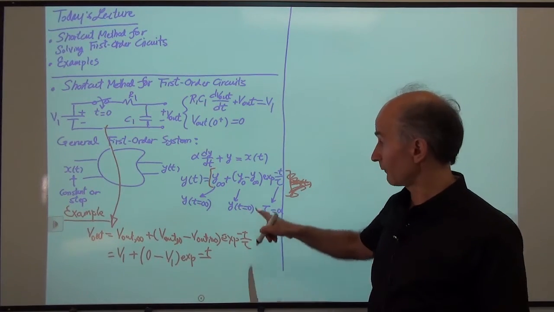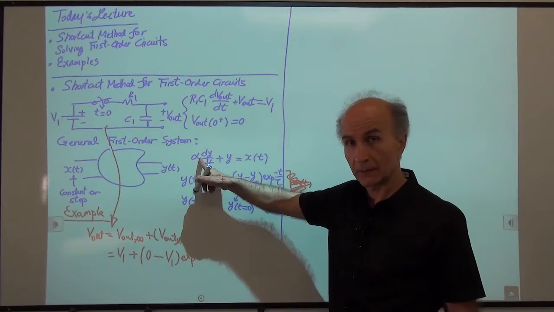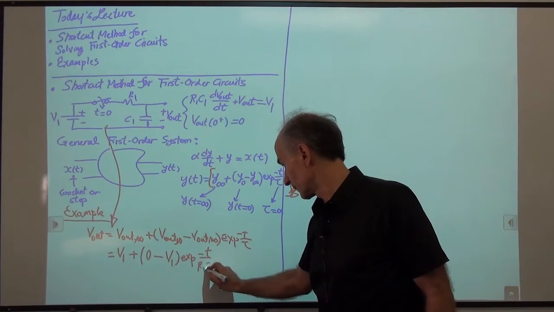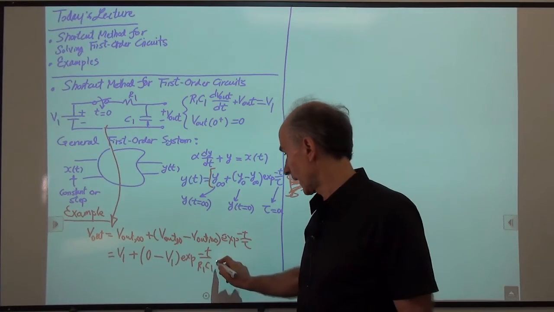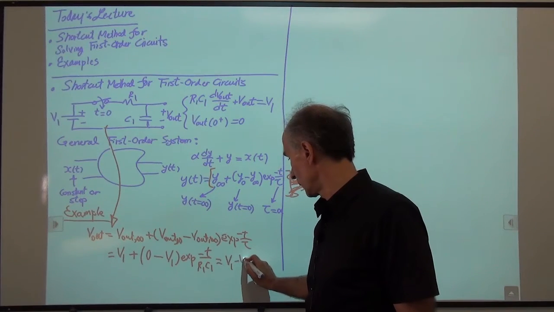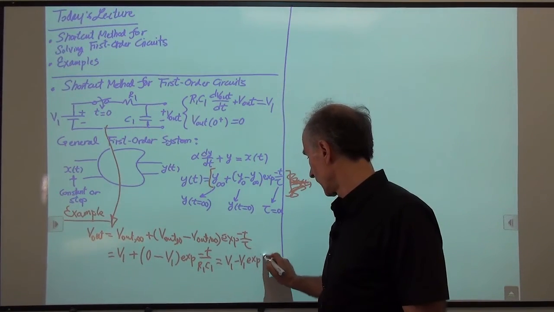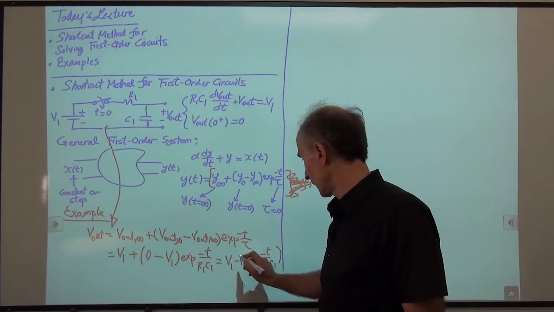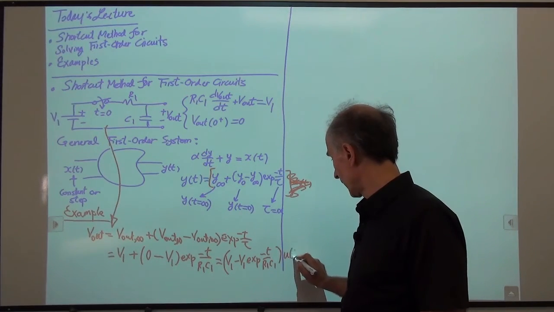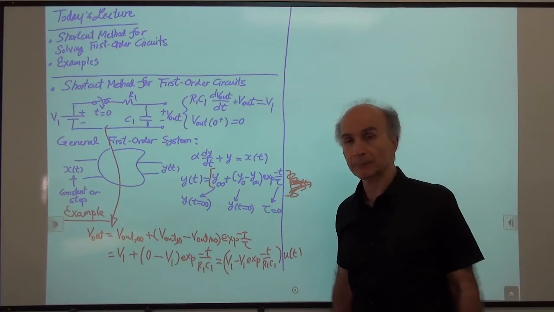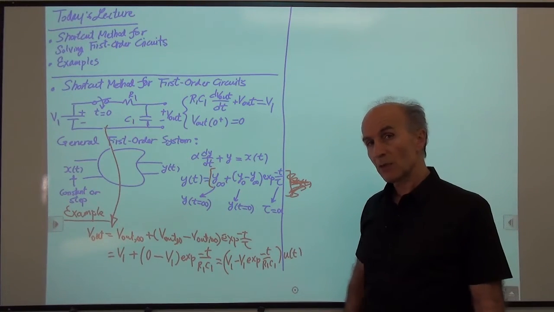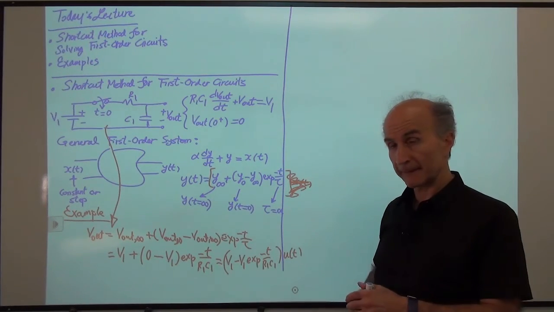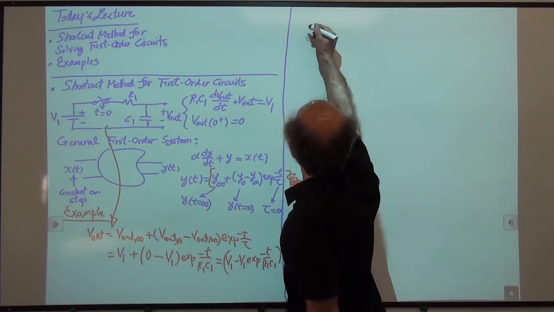Well, sometimes I have to write the differential equation to figure out the time constant, but in this case we already know that it's just R1C1. And that gives us V1 minus V1 e to the minus t over R1C1. And if you want to be careful, you multiply this by u of t, and that is what we got before, right? Now if you go to something a little more complicated, you will see the benefit of having this equation. So let's look at another example.